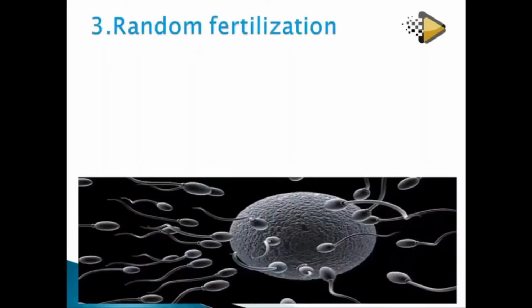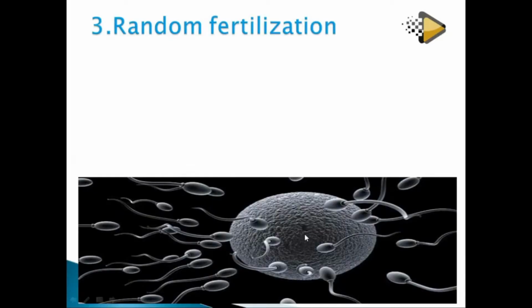And then another one is random fertilization. Look at this egg, and look at these sperms. All these sperms are looking for this ovum. And we don't know which one is going to fertilize the ovum. You see, we don't know. So it is by chance, it's random. All these sperms are different, but we don't know which one is going to fertilize this.